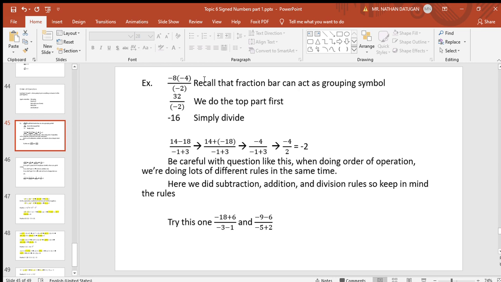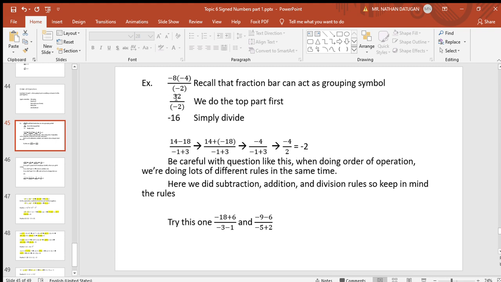Again, we're multiplying two numbers with the same sign, and that sign is negative. Well, it doesn't really matter, right? We're multiplying two numbers with the same signs. The answer will be what? Positive. Positive 8 times 4 is 32.